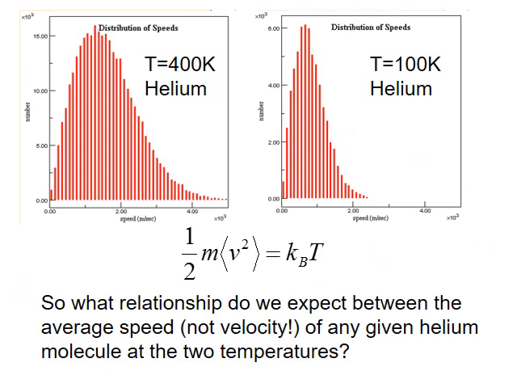So what relationship do we expect between the average speed of any given helium molecule at the two temperatures? Well, if we look at the average speed, which is denoted by the triangular brackets, that's what the brackets represent, an average.